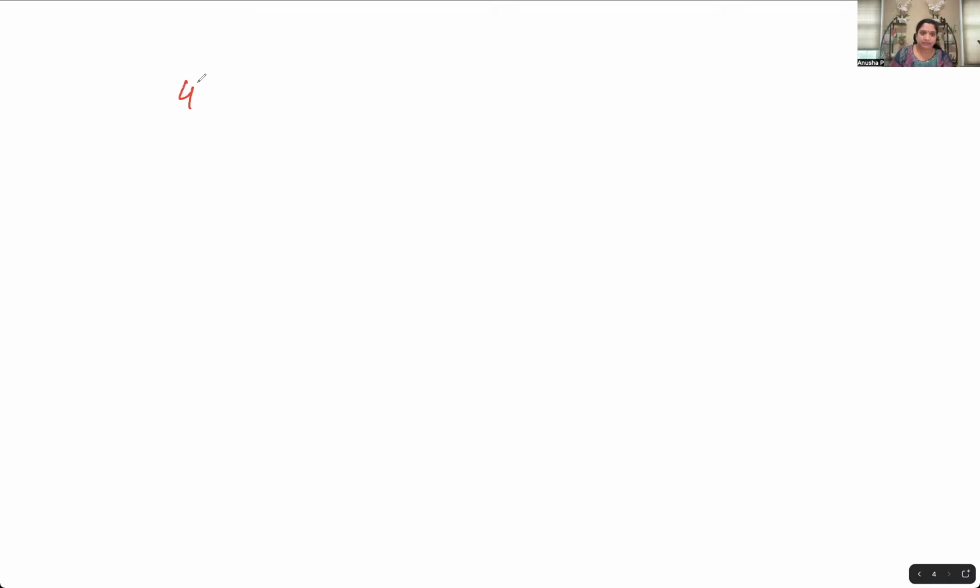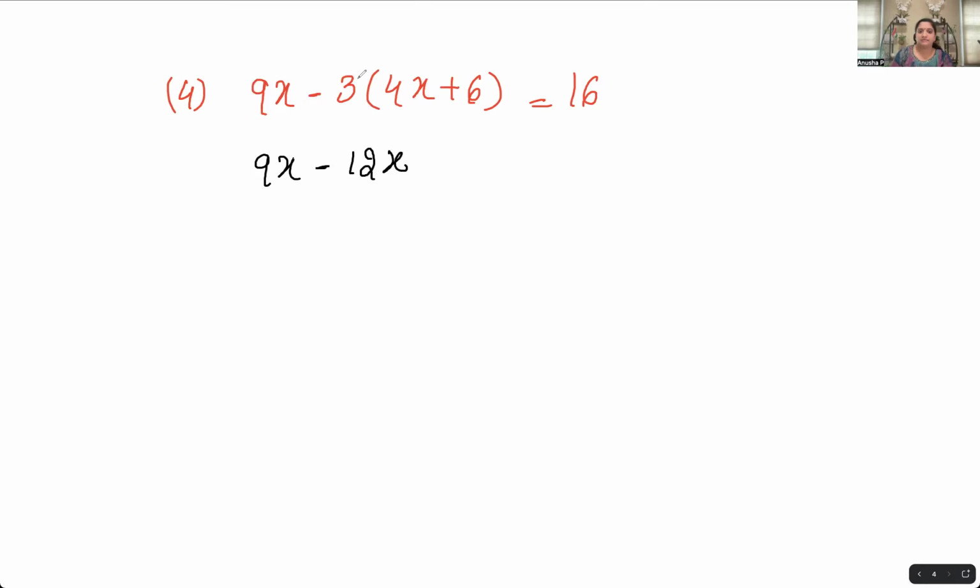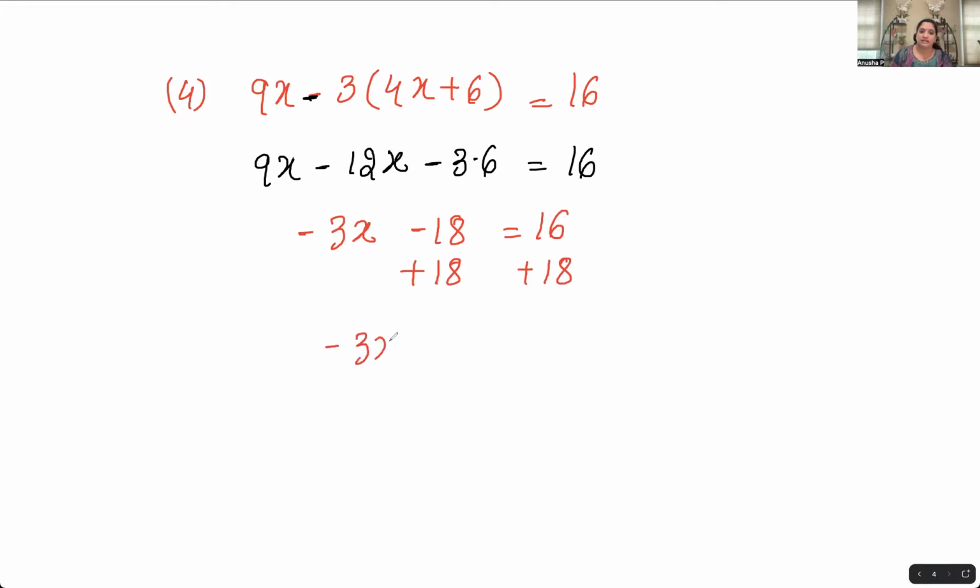The fourth example, 9x minus 3 into 4x plus 6 equal to 16. Okay. 9x, again distributive property. 3 times 4 is 12x minus 3 times 6. Okay, because we have a minus here, is equal to 16. 9x minus 12x is minus 3x minus 18 equal to 16. The reverse operation for minus 18 is plus 18 on both the sides.